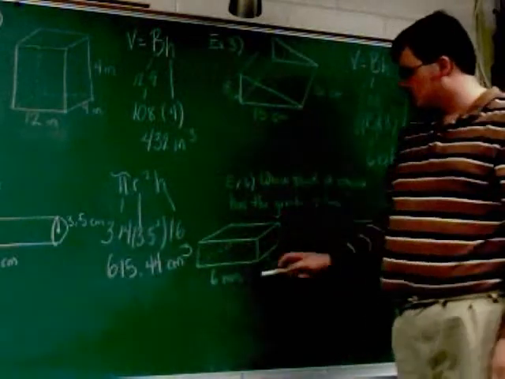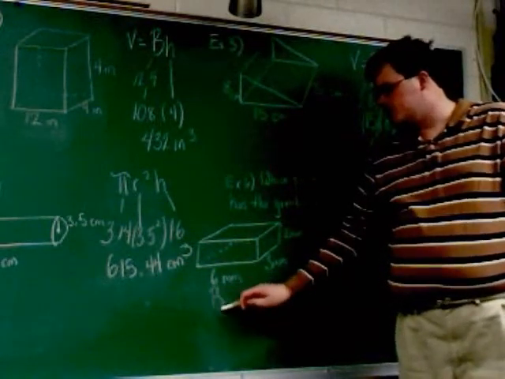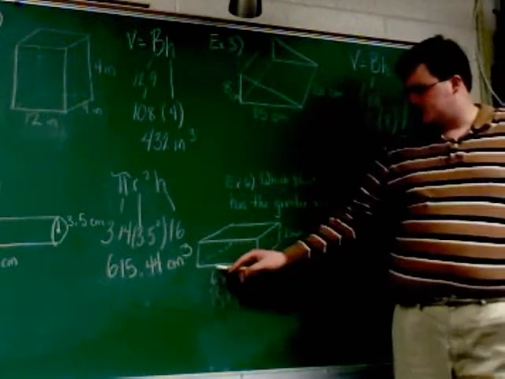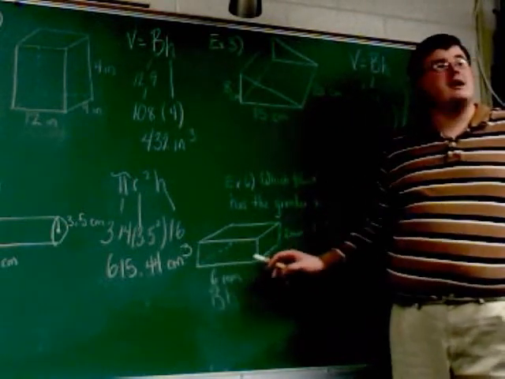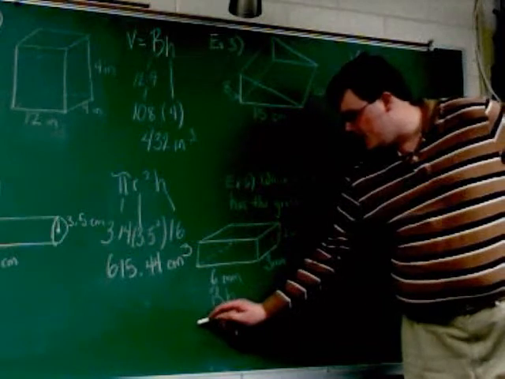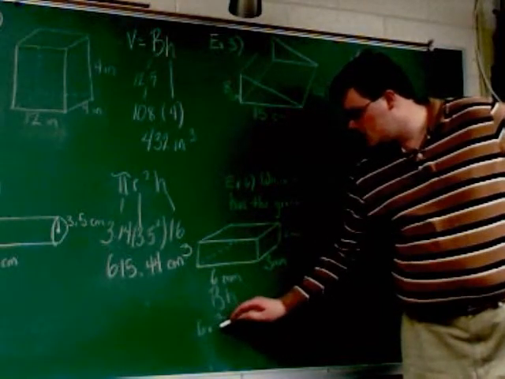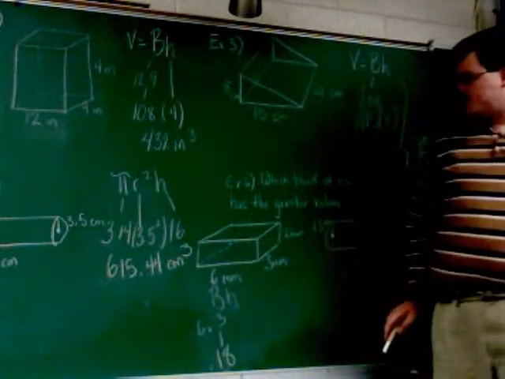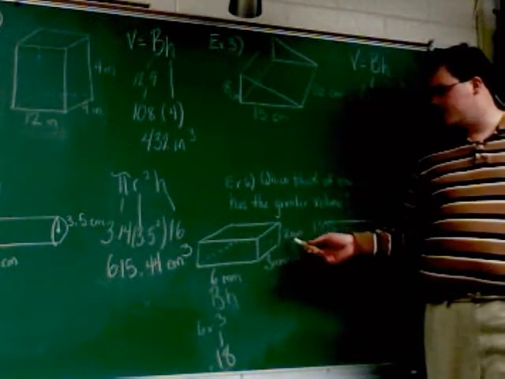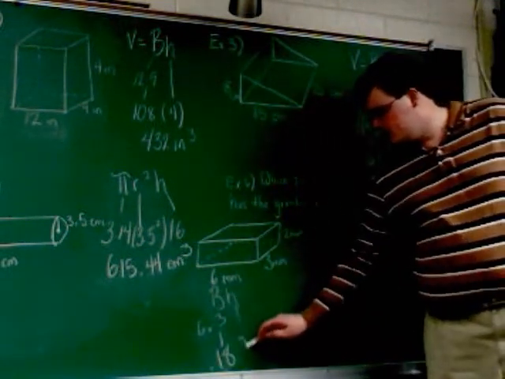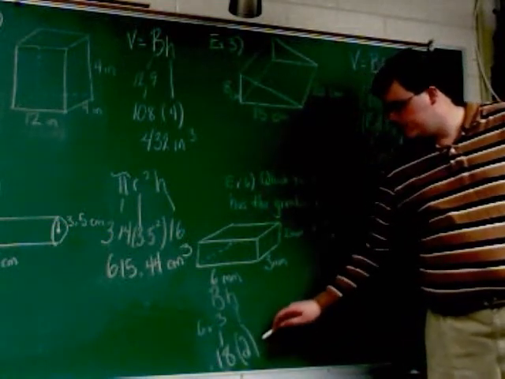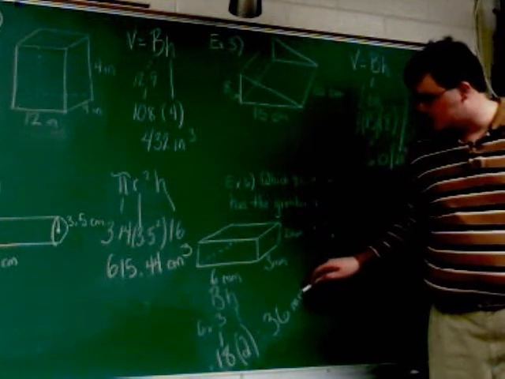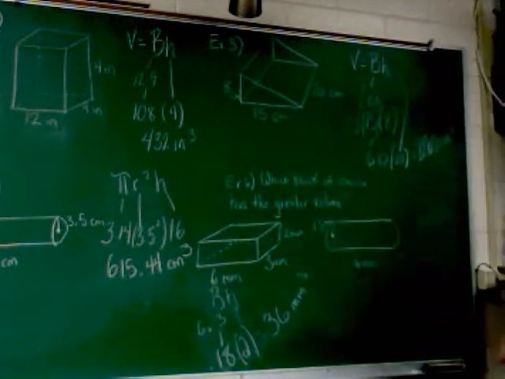All right, so we'll start with the prism here. Again, prism is B times H. B is the area of the base, the 6 by 3 part there. 6 times 3 is obviously going to give me 18. Height, that's the height of the entire prism. That's the other number here, which is 2. So I'm doing 18 times 2, which is 36. And that's millimeters cubed.